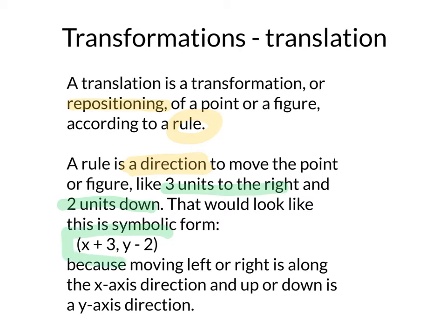So symbolically we write it like this. X plus 3, because like it says, moving to the left or the right goes with the X term, and moving up or down is with the Y term. So plus 3 with the X means move every X point 3 units right, and this says move every Y point 2 units down. Okay, so that's the rule, and every time we do a translation you can be given the rule, or if you see a translation you can write the rule from that translation.